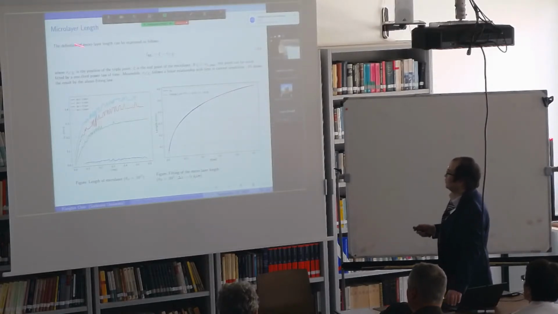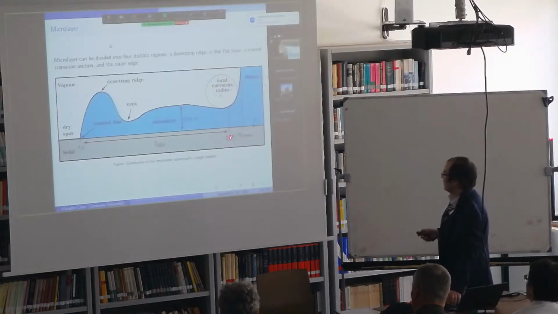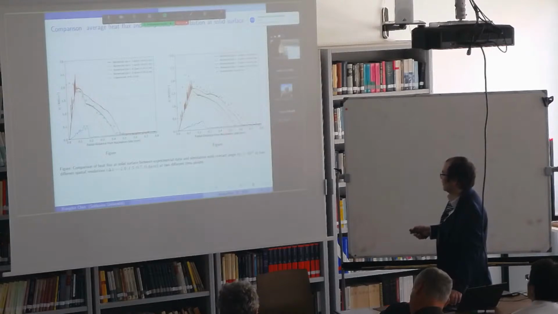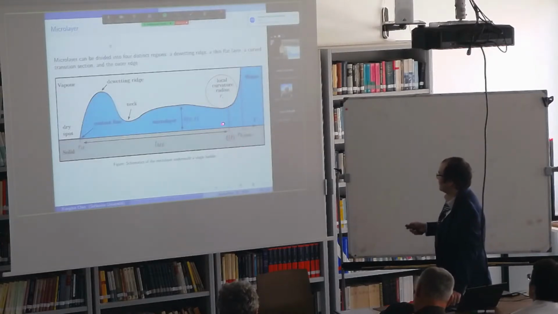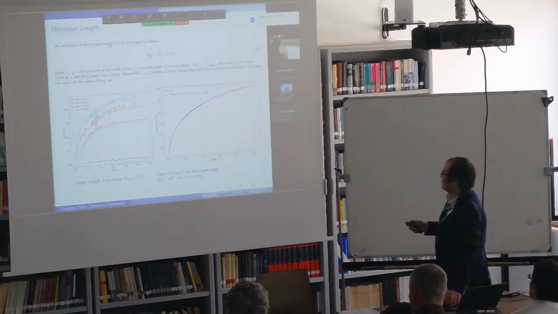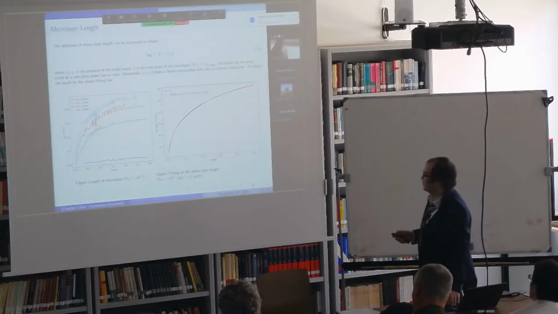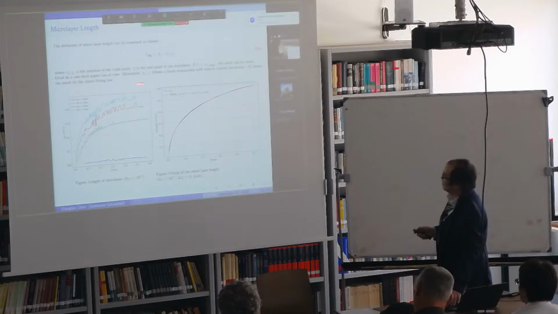And the first one we discuss is the micro length. In our simulation, the micro length is defined as the position of this theta minus the position of the contact line. And for our simulation, it is proportional to the one third power of time minus a linear term, which is like this one. So this is a fitting result of the maximum level of mesh. And on the right and the left, we have the results for different meshes.